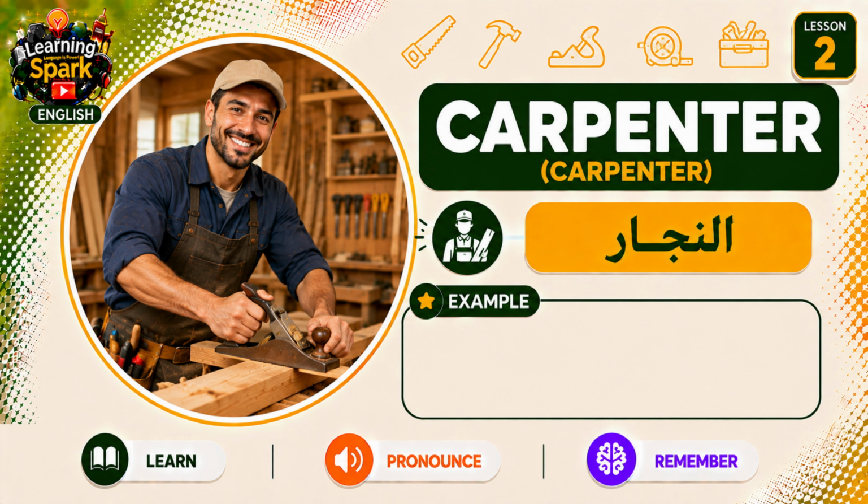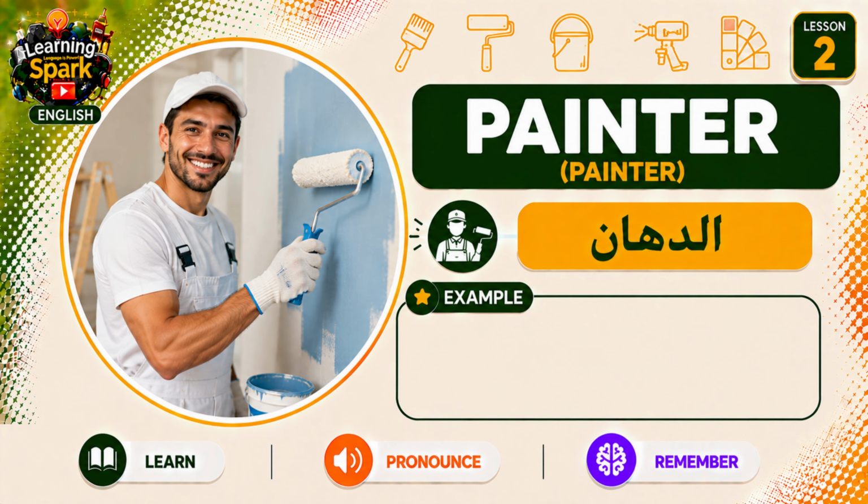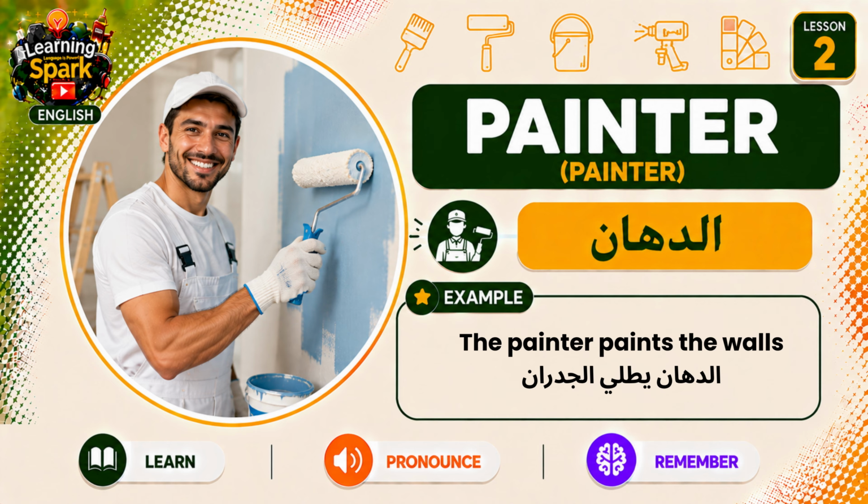Carpenter. Example: the carpenter makes wooden furniture. The carpenter makes wooden furniture. Painter. Example: the painter paints the walls. The painter paints the walls.